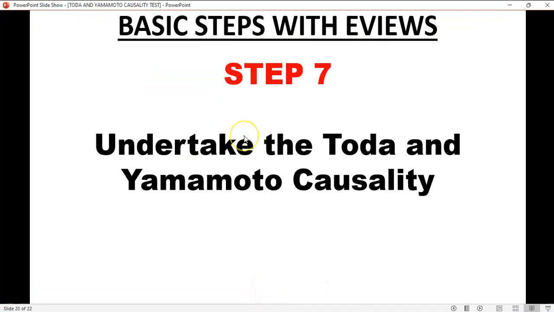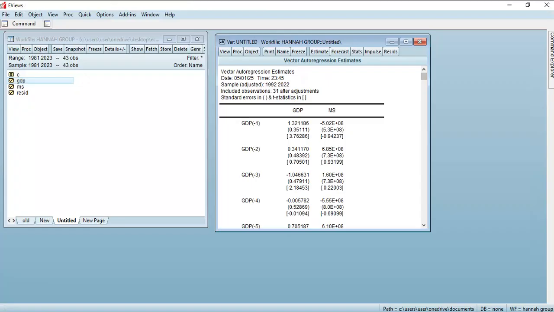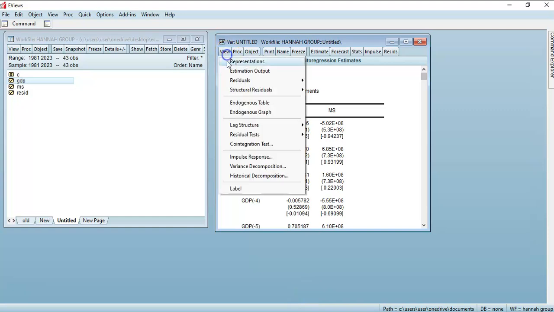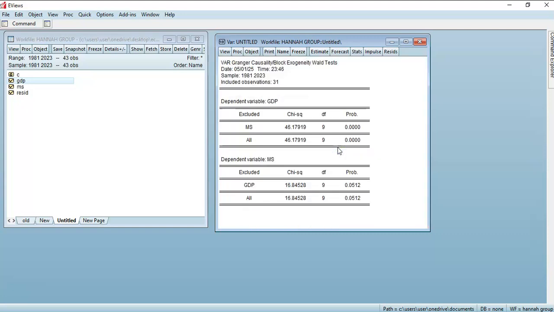Next step is to do what? Undertake the Toda and Yamamoto causality. So now let us undertake the Toda and Yamamoto causality in our EViews. We move to our lag structure. We go to Granger causality and we click Granger causality. Good. Now do we see? This is our result.